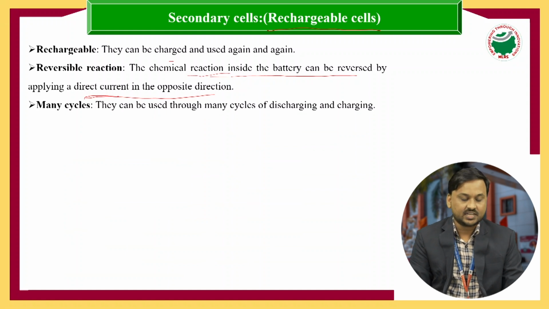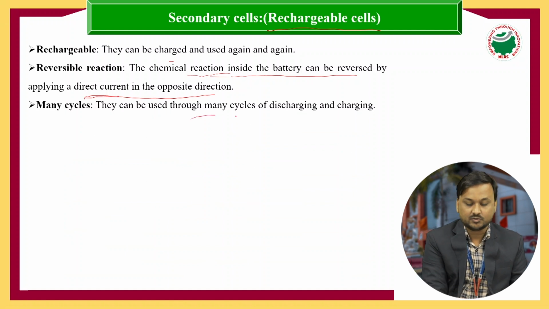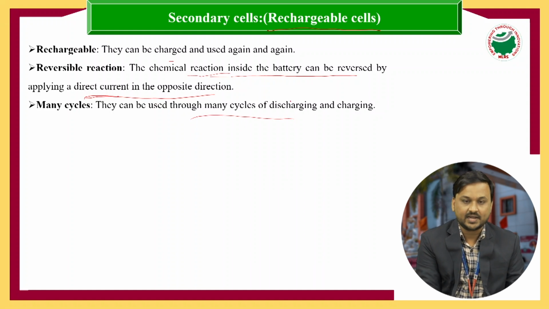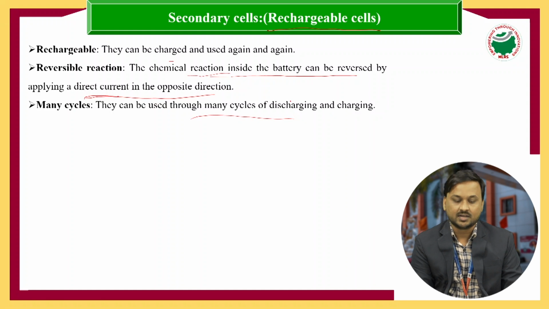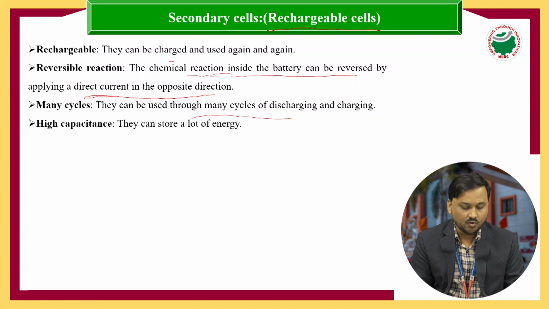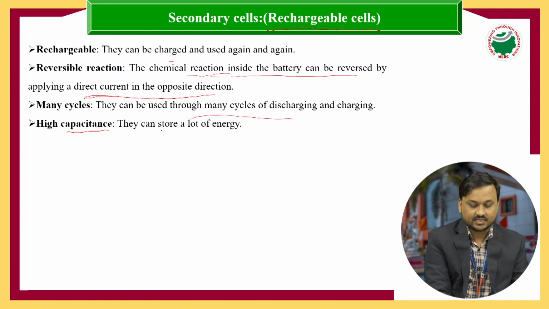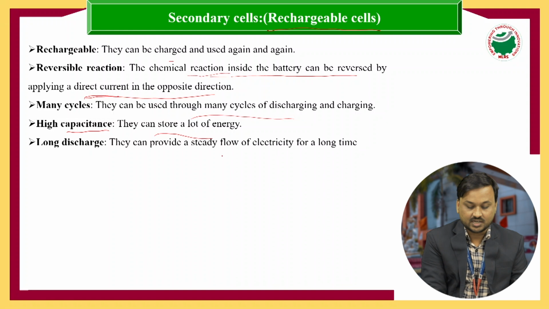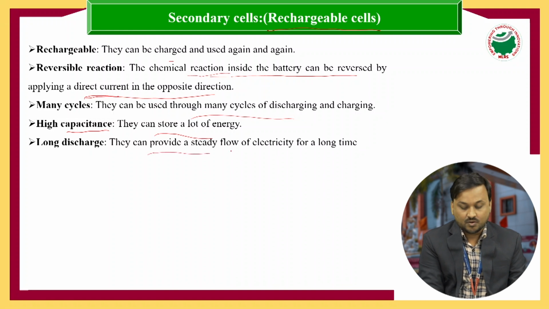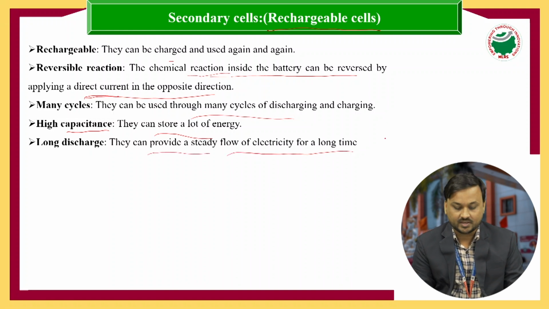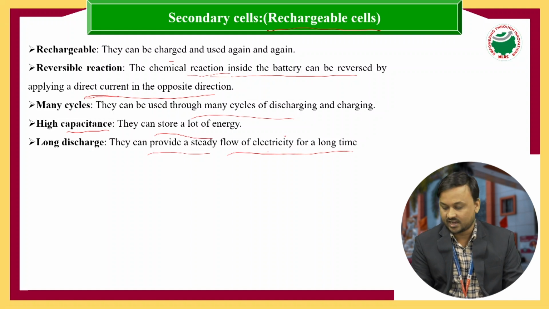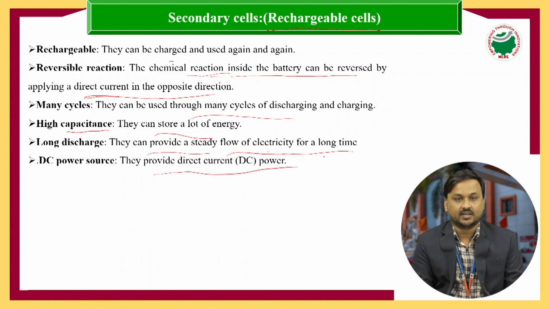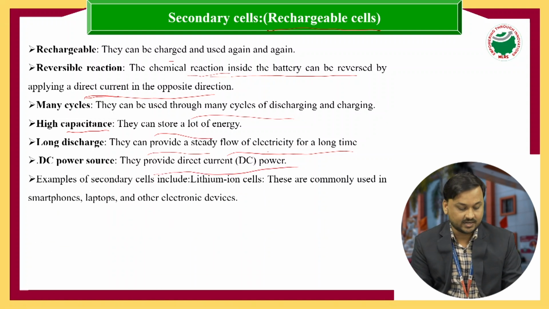These reactions can go through many cycles. We can use the battery many times with the help of charging and discharging. High capacitance, they can store a lot of energy. And long discharge, they can provide the flow of electricity for a long time. And they provide direct current.